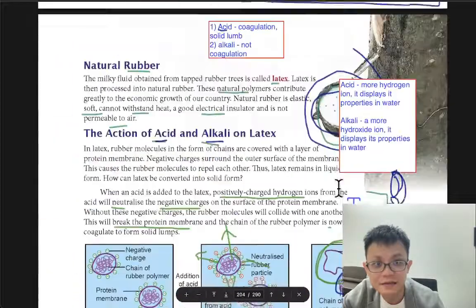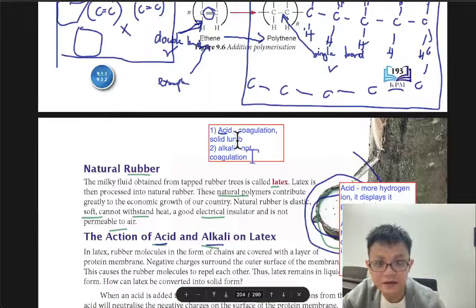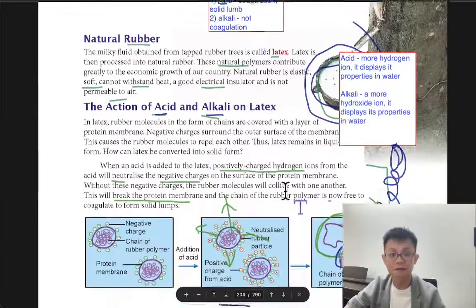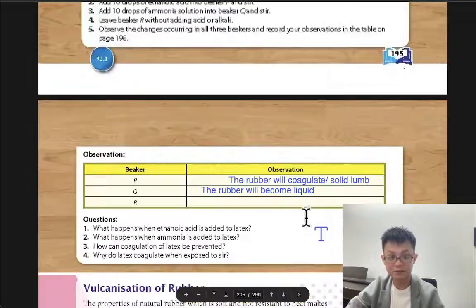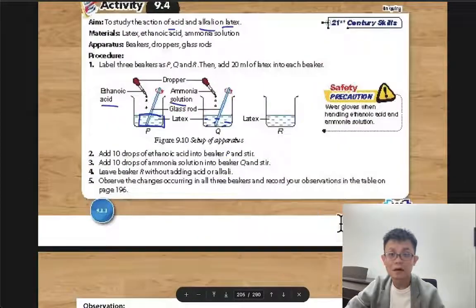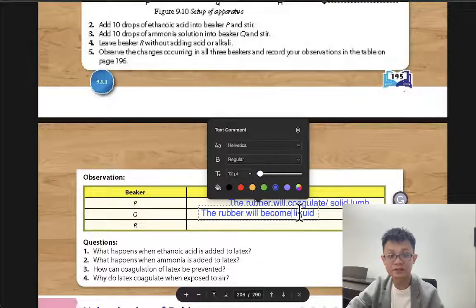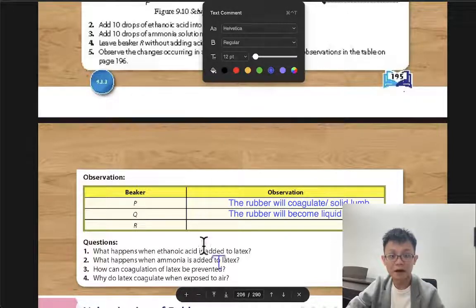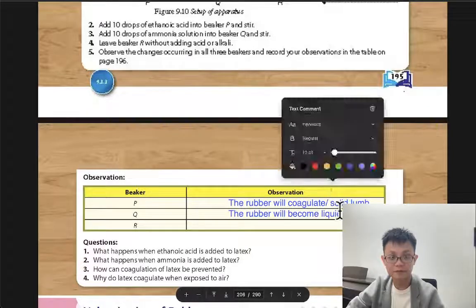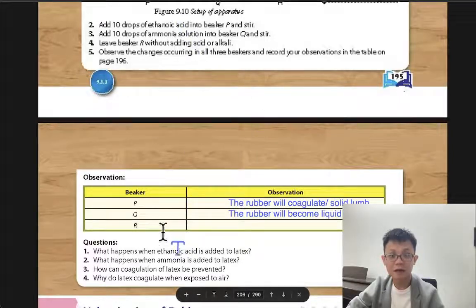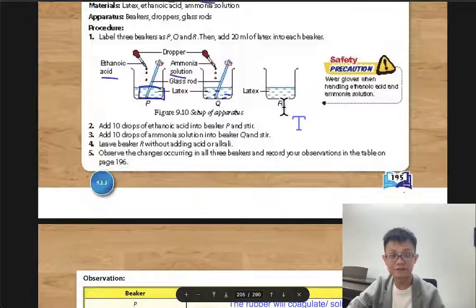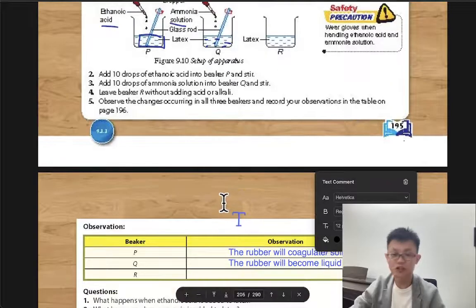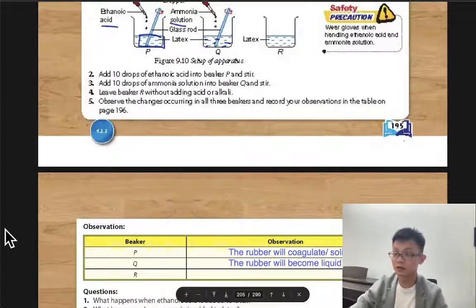Okay, we already learned this. Acid coagulates, alkaline will not coagulate, it becomes liquid when you do the experiment. Because observation means something that you can see. How about R? R is they just leave it there. So what will happen to R? Not change. Yes, not change is a good answer.